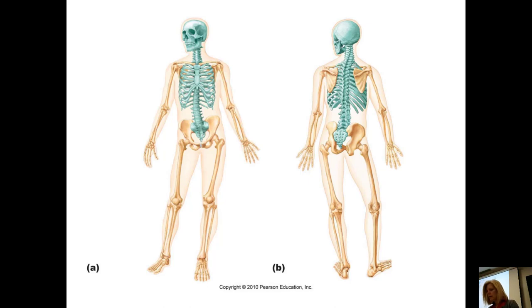So you have to know the parts of the axial skeleton. Objective number 1: skull, vertebral column, thoracic cage. And know the word axial. If they say, what major region of the skeletal system is shown in green, the answer would be axial.